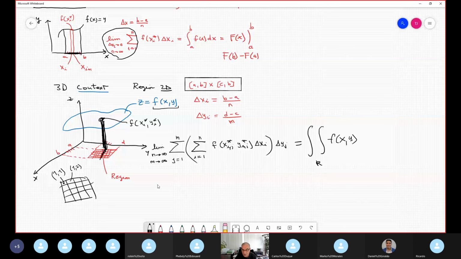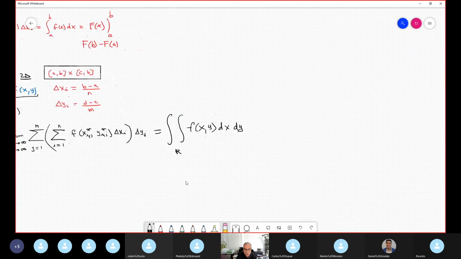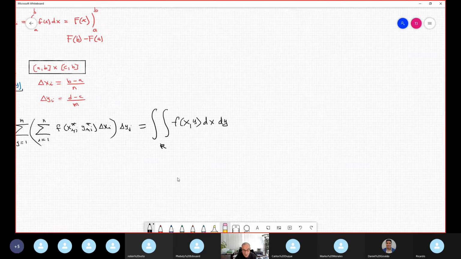Of the multiplication of the function, and then not necessarily subscript because it's totally continuous, xy. And you have dx dy. Doesn't matter. This is beautiful. Double integral f of x comma y dy dx. So the order is not important.